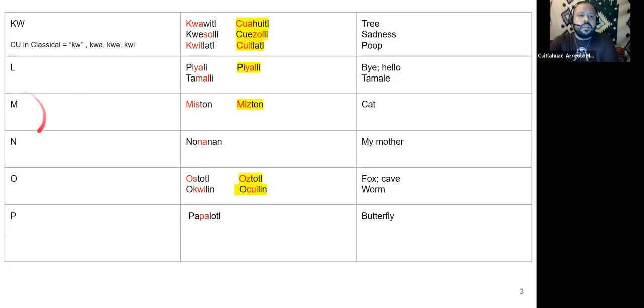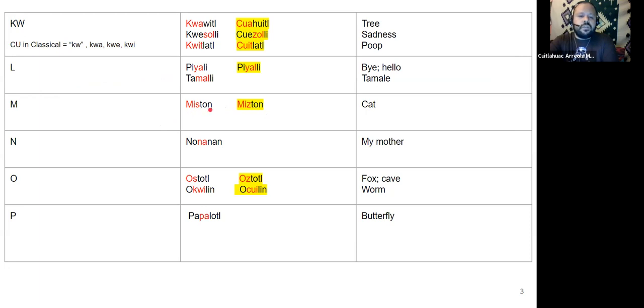The M, right? Same sound. Misto. Misto. Or you can also pronounce the soft N sound. Miston.